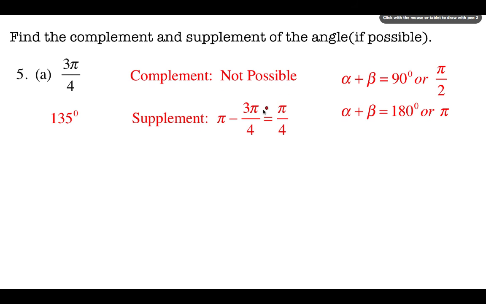Supplement, we can. What we need to do is from pi, or 180, we take away this angle, 135 or 3 pi over 4, and that's how I end up with pi over 4. If you were to add pi over 4 and 3 pi over 4, you know that they add up to pi. B, this is also in radians.